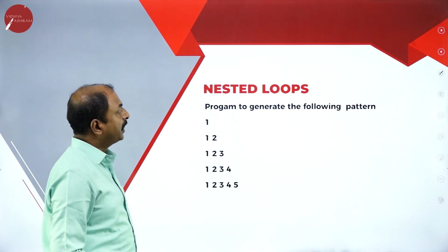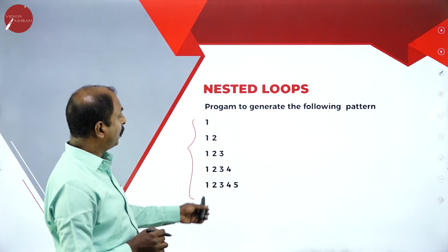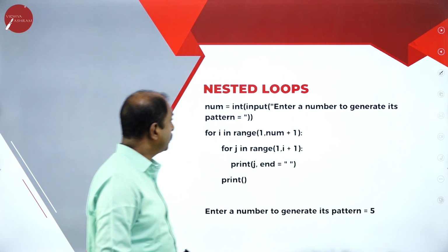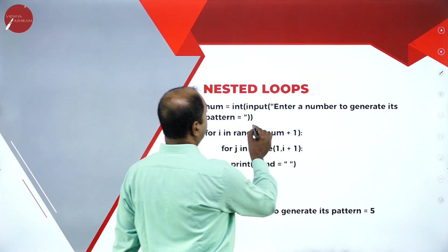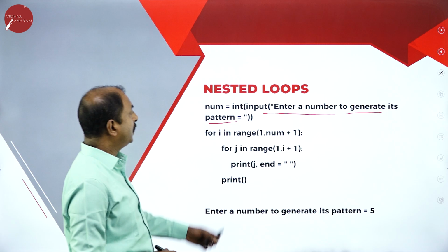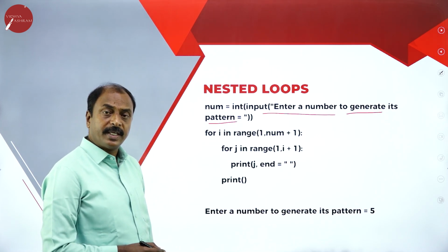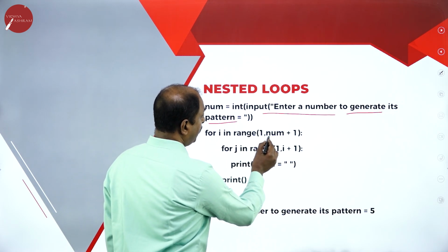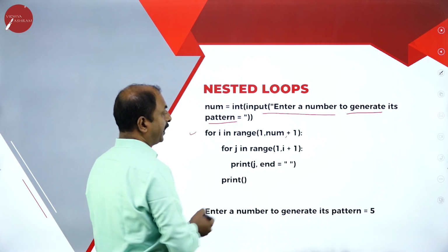Now, suppose I want to generate a pattern like this. This is nothing but I want to get output like this. In this example, to get output like this, we have to make use of nested loops. Now look at the programming statements here. First statement: enter the number to generate its pattern. So first the user has to enter some number here. Then we see how we are using the nested loop. Here, this is a for loop: for i in range from 1 to num plus 1, which is the range of that number.